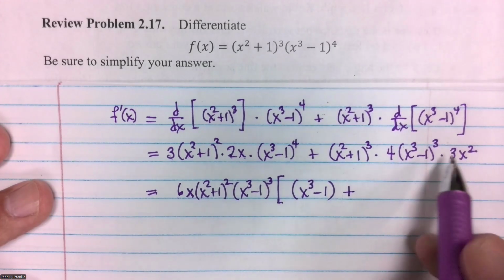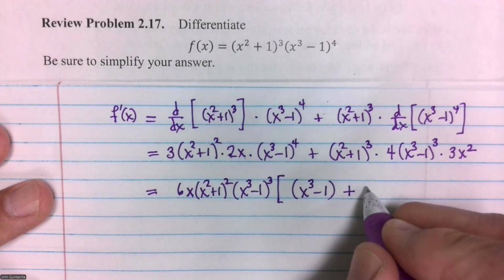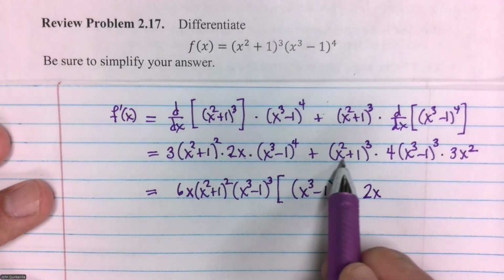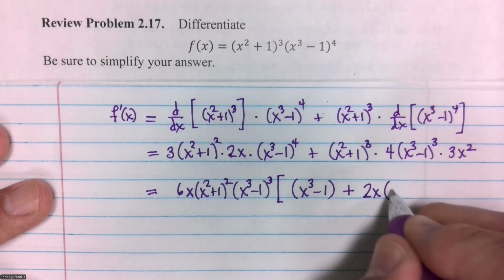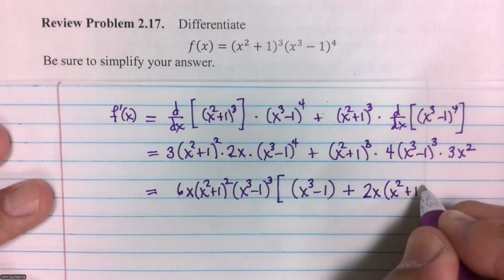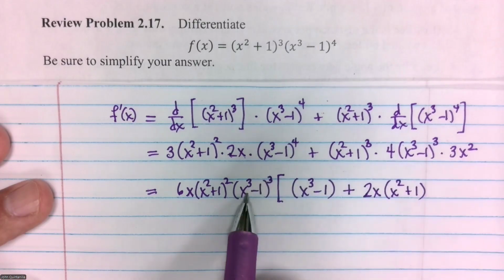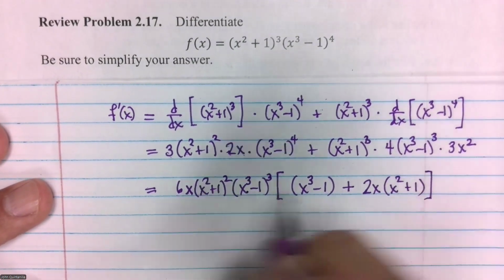Plus. Okay, there's a 12x squared. I've already got 6x, so there needs to be an extra 2x to account for that. X squared plus 1 to the third. Here's an x squared plus 1 squared, so I need an extra x squared plus 1 to match that. And then x cubed minus 1 to the third matches the x cubed minus 1 to the third here. And so that's everything.